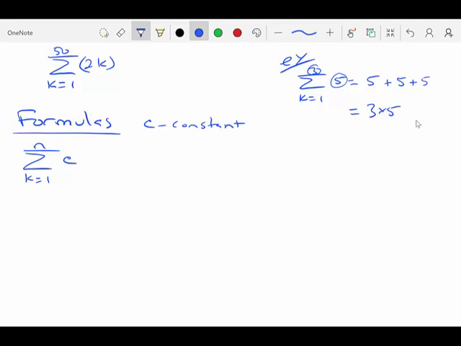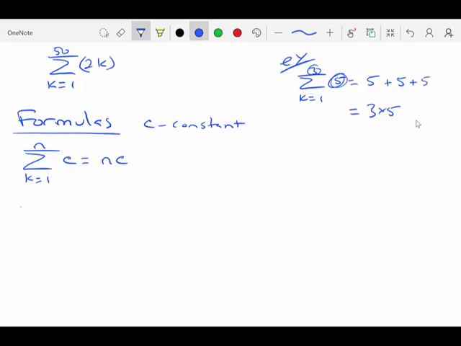And that's not too big of a surprise to see that it's the product of those two things. So if I am adding up the sum as k goes from 1 up to n of c, then that ends up being equal to n times c. So that's our first formula about summations.